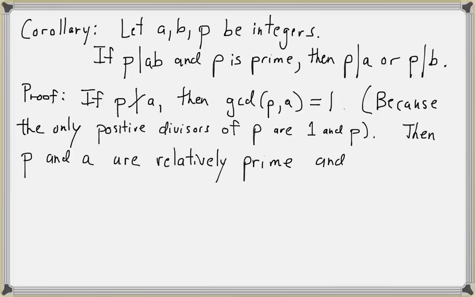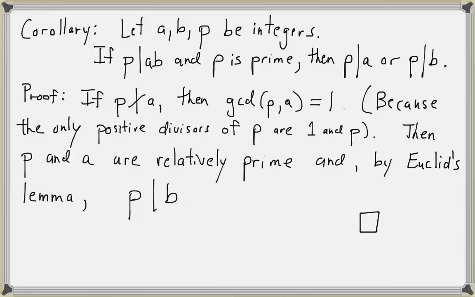And therefore, by Euclid's lemma, p divides b. Therefore, p either divides a, or we've shown that p would have to divide b. The next corollary is an extension of the previous corollary.